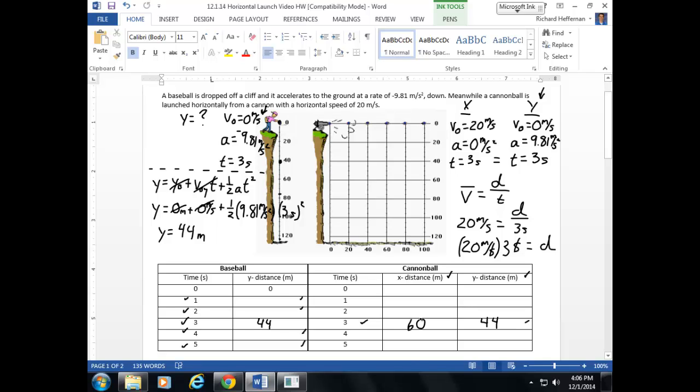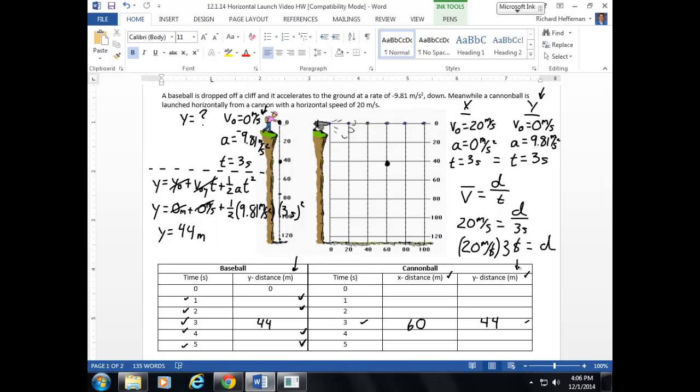Now that means that the cannonball traveled 60 meters, 20, 40, 60 horizontally, while traveling 44 meters vertically. So we can fill in a point right there on this chart, and just like it's up to you guys to fill out this, this, this, and this, once you find the y distances for the baseball, you also know the y distances for the cannonball, since the information is going to be the same in both. And you can also fill out the x information.